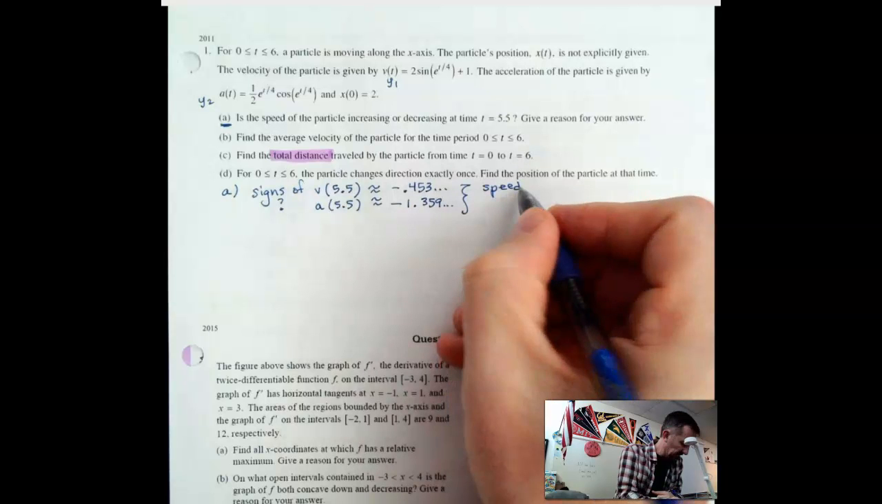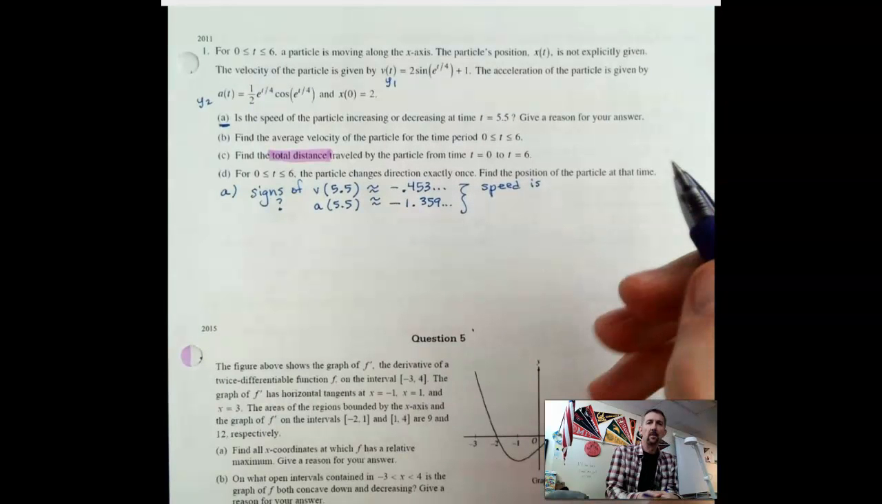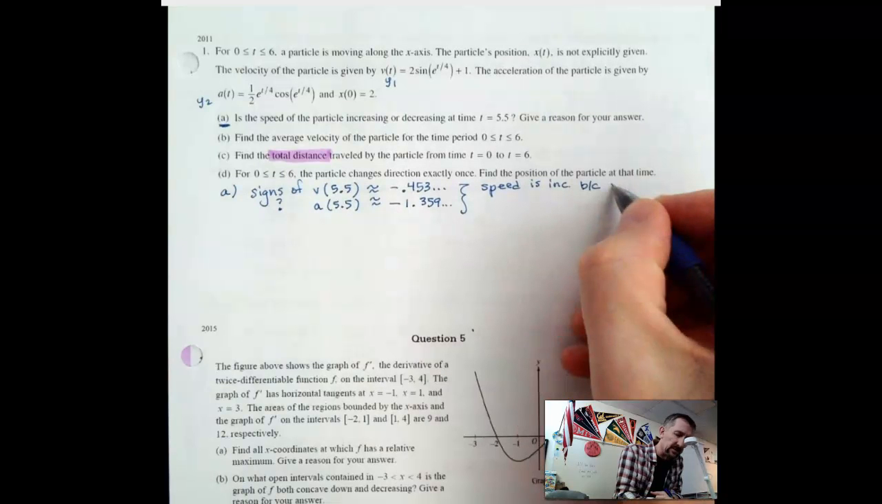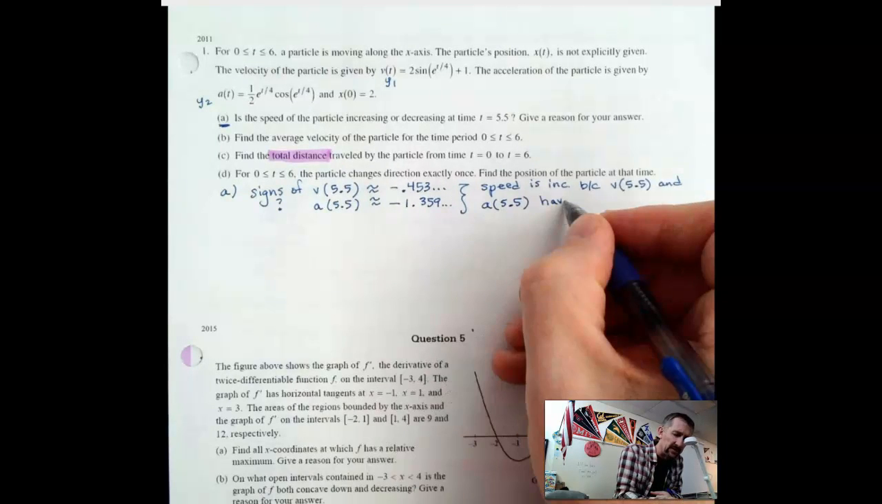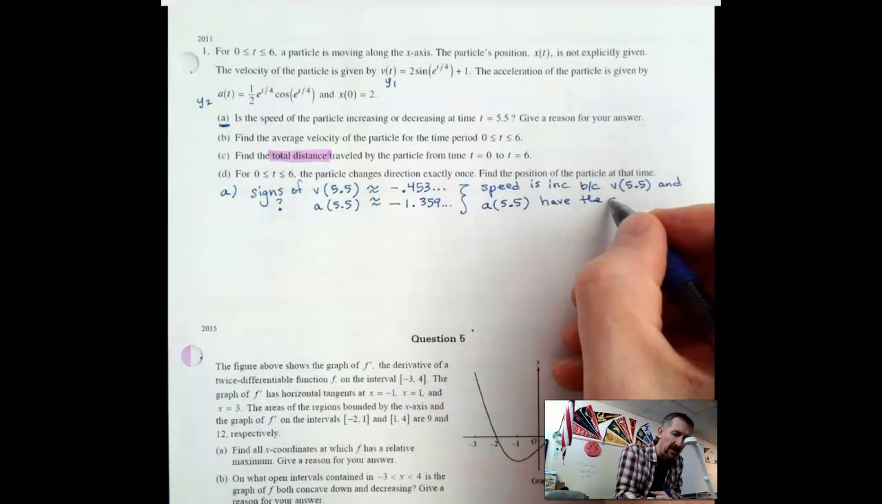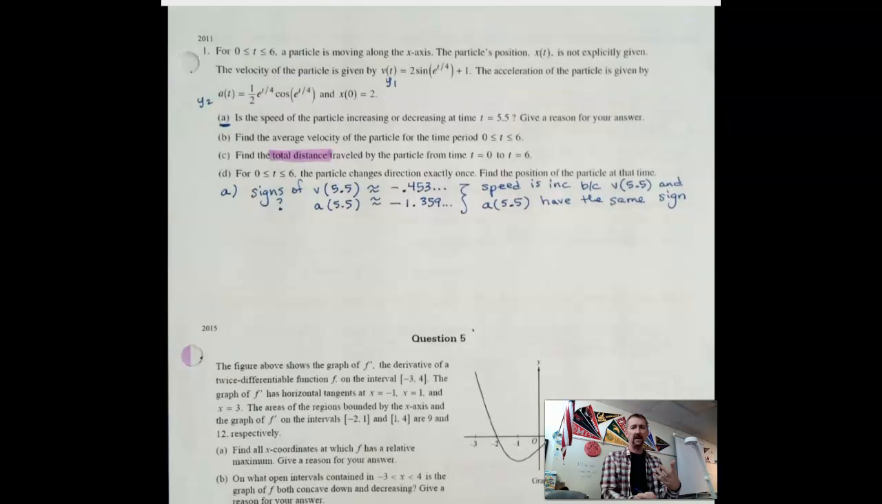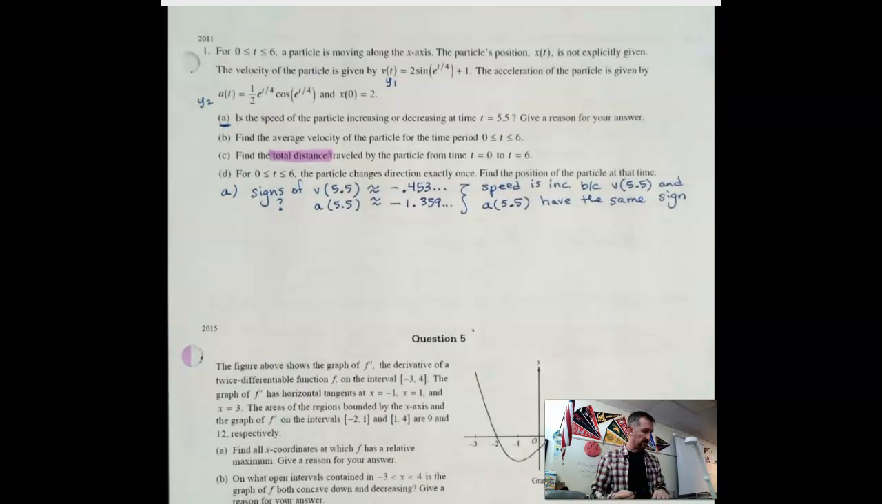Okay, so based on that, hopefully you all know what to say. We would say the speed is increasing because v of 5.5 and a of 5.5 have the same sign. And not that they're both negative, it's that they have the same sign. If you say it's because they're both negative, that seems to imply that they both have to be negative. They don't have to be negative, they just have to be the same sign. So they could both be positive or they both could be negative.